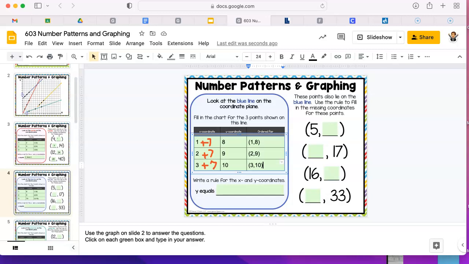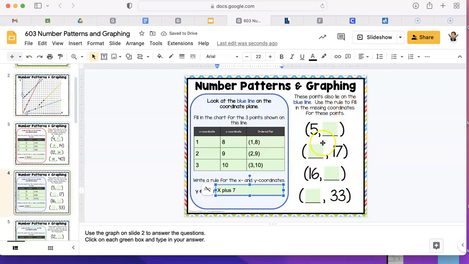So all you have to do is name these as x, because these are all the x coordinates, right? And just type in here y, which are 8, 9, and 10. Y equals x plus 7. Or plus 7 to be on the safe side. All right, so let's go ahead and type in the pattern. Y, as you remember, is x plus 7.